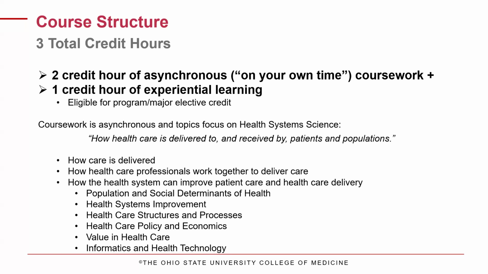So the asynchronous coursework is focused particularly on the topic of what's called health system science, which, as you can read, is how healthcare is delivered to and received by patients and populations. So this includes things like how healthcare professionals work together to deliver care. Now, typically, we think of health system science as including primary domains of population and social determinants of health, health systems improvement, healthcare structures and processes, healthcare policy and economics, value in healthcare, informatics and health technology, amongst a handful of others.